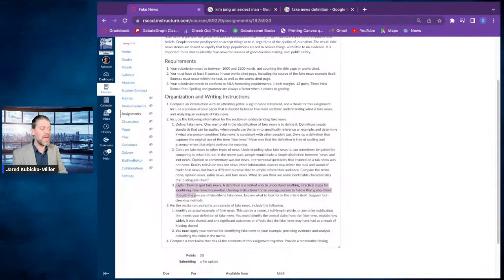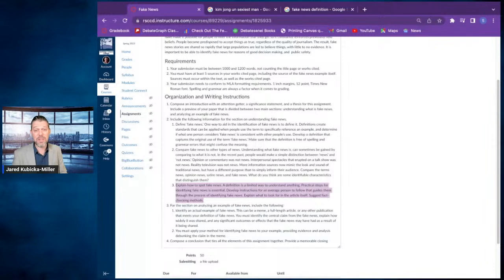And then this third one, remember, we're still in the section one, right? We have two main sections, and these are subsections. So third subsection of the understanding fake news section is you're going to give an explanation about how to spot fake news. Now, this is oftentimes represented in a numbered list. It's like, here's the 7 things that you should do to check whether or not something is fake news.